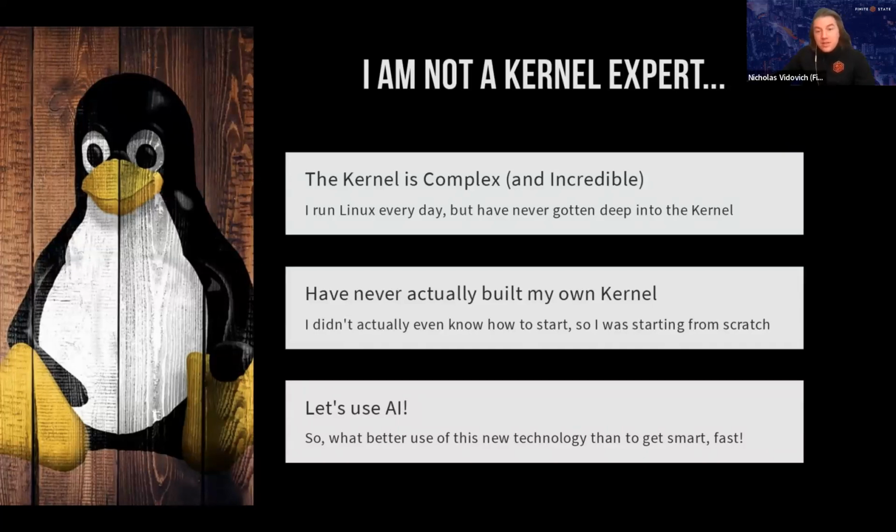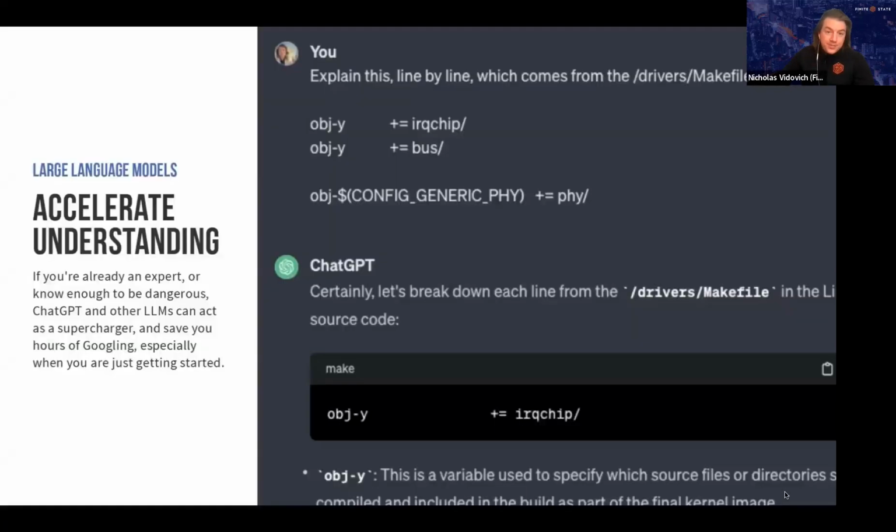With the advent of these new technologies, unless you've been living under a rock for the past year, I'm sure you've heard of large language models, ChatGPT, other models. The idea here is, let's use some AI to get smart on this fast. So I started looking into the Linux kernel build system and started asking the chat how I can start to solve this problem. The first point is to use these tools and technology to accelerate your understanding. If you're already an expert in something, these tools can absolutely be a supercharger for you and for your teams.